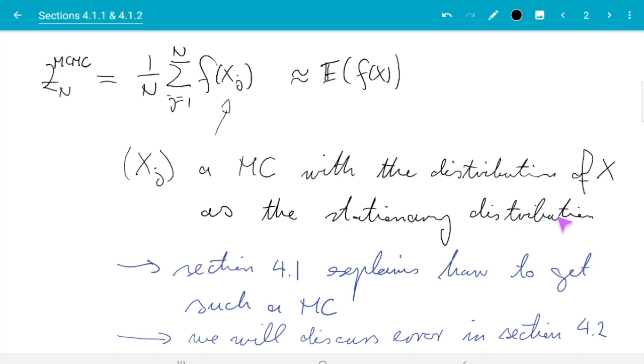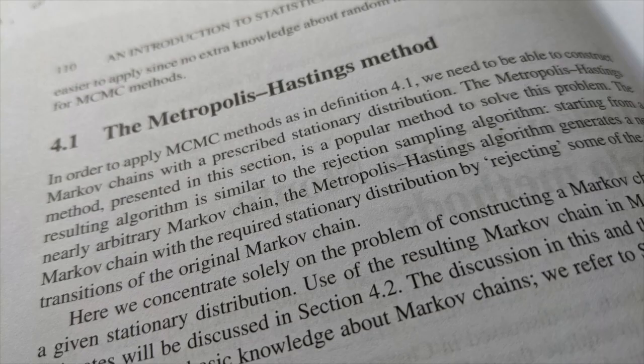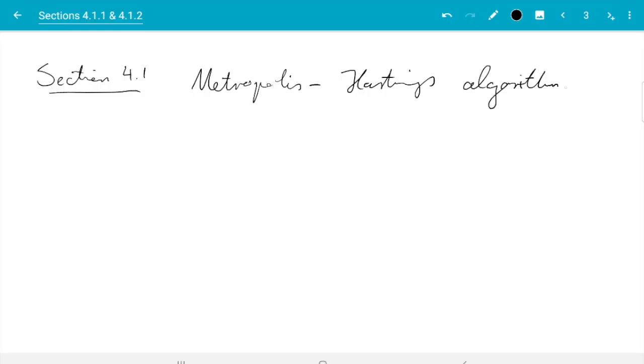And we learned a bit about this in section 2.3. But here we need to do the somewhat unusual reverse. Namely, we need to work out, given a distribution, the distribution of X, how do we find a Markov chain which has this distribution as its stationary distribution? And we will do this here using something called the Metropolis-Hastings algorithm. So let's see how that is done.